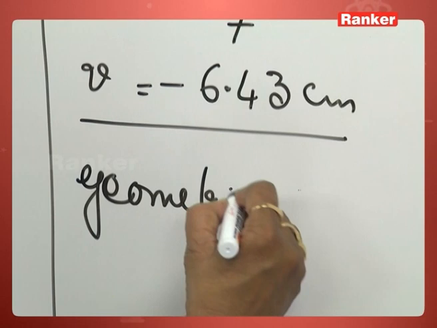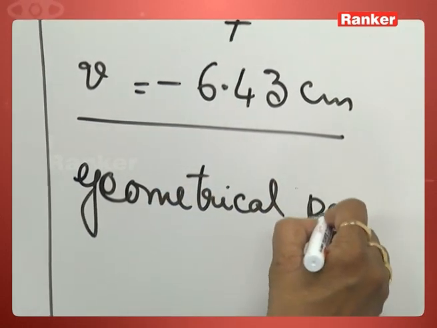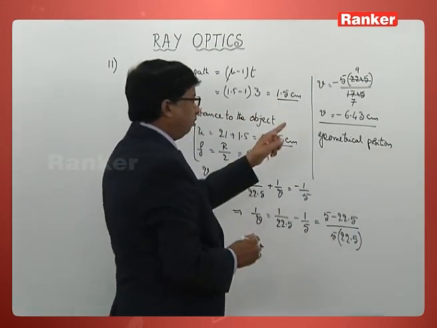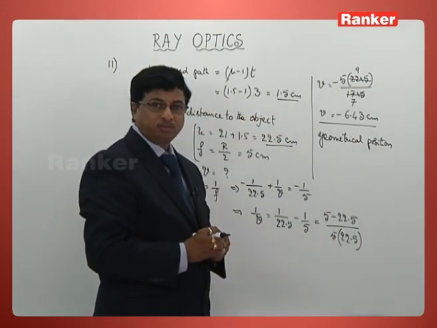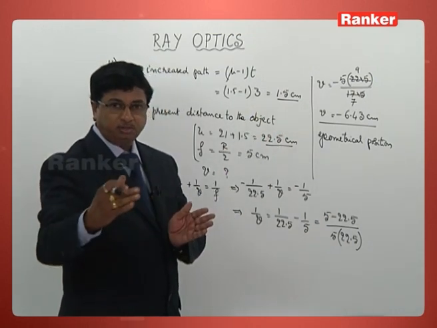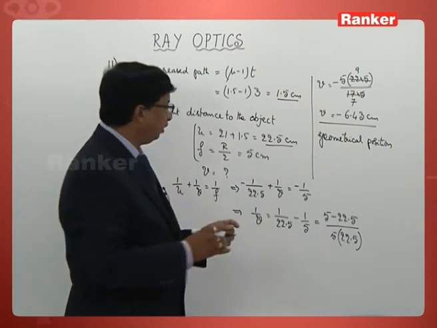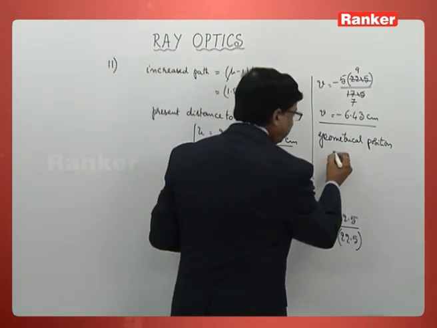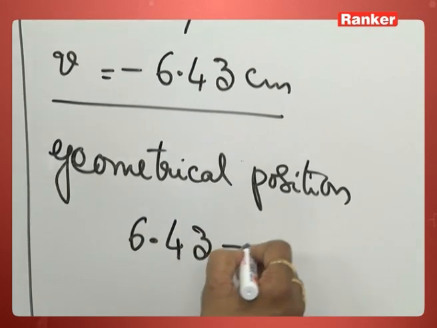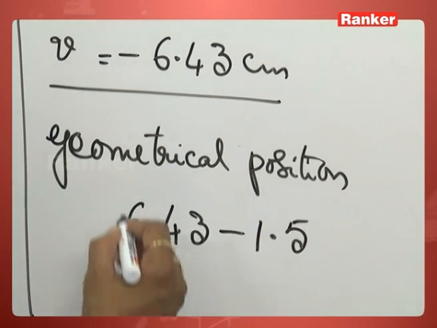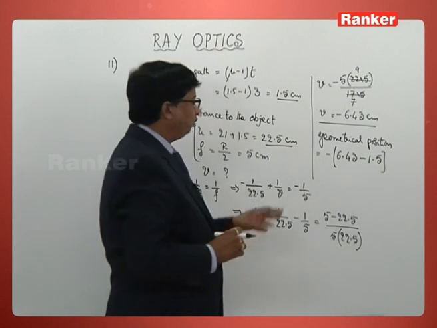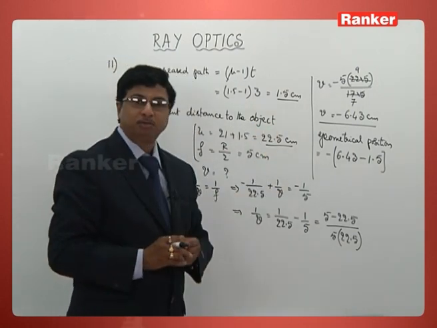What will now be the geometrical position? When you just take up, this is minus 6.43, and 1.5 centimeter is already there. When object distance increases, image distance decreases over there. So what should we write now? This can be taken as 6.43 minus 1.5, with a negative sign. That is the concept. You just have to subtract 1.5 from the value.